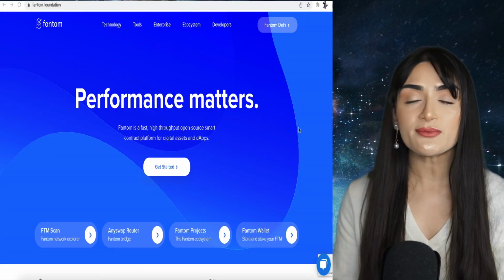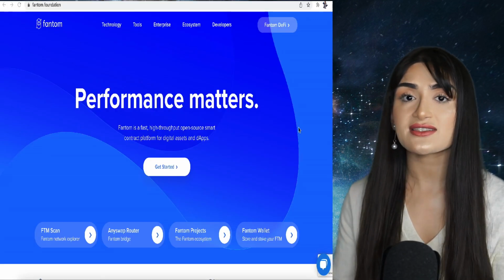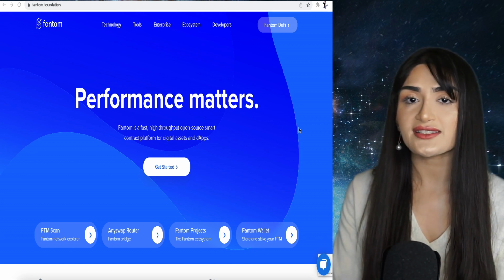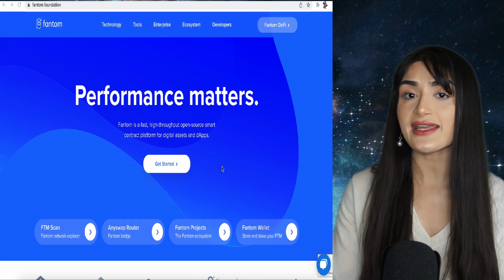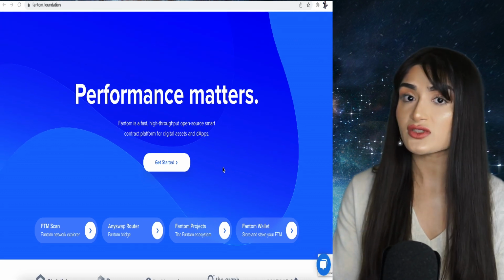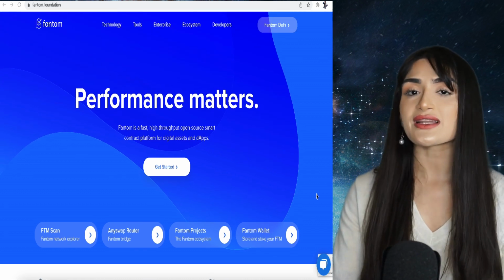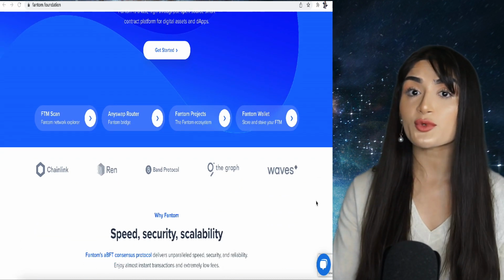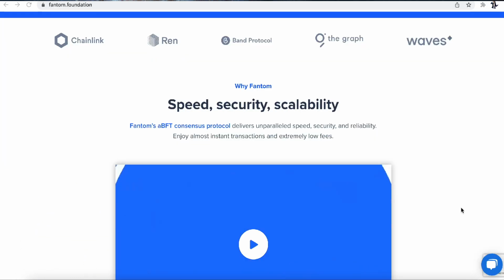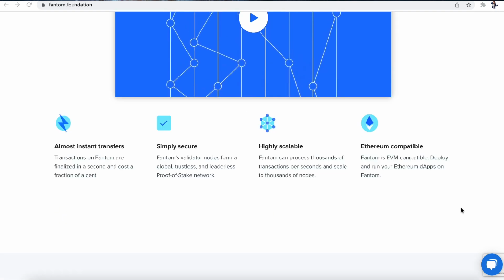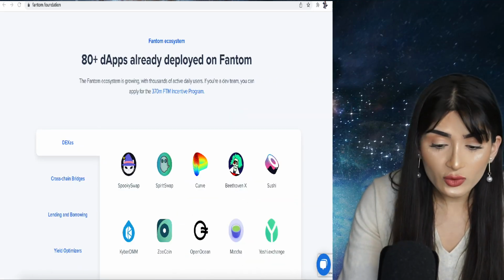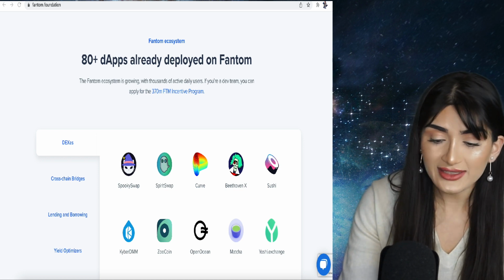The thing is, Fantom employs a DAG-based consensus mechanism. So DAG is a directed acyclic graph. It also uses ABFT, which is asynchronous Byzantine fault tolerance. All of this is called Lachesis, and it's secured by proof of stake. So guys, this allows for an extremely efficient, scalable, and low-cost method of validating transactions. It's also got an open source smart contract platform for digital assets and dApps.